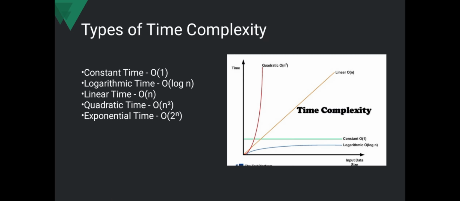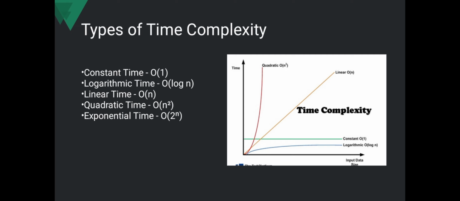Now the next slide is types of time complexity. There are different types of time complexity that represent varying levels of efficiency. So the first one is constant time. That means that the time taken doesn't change with its input size. Second, logarithmic time. It reduces the input by half each time, like in the binary search.